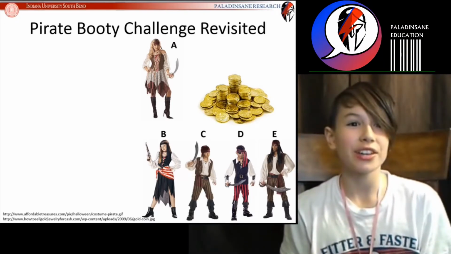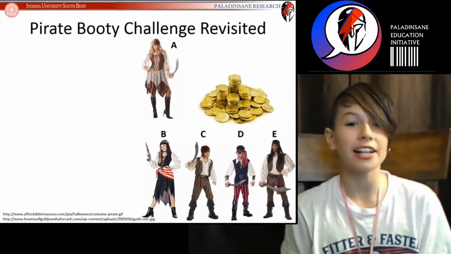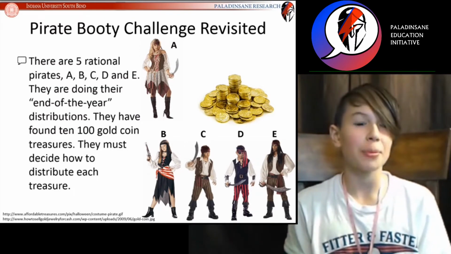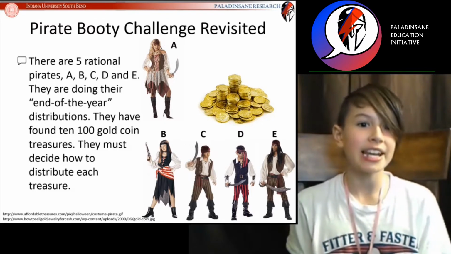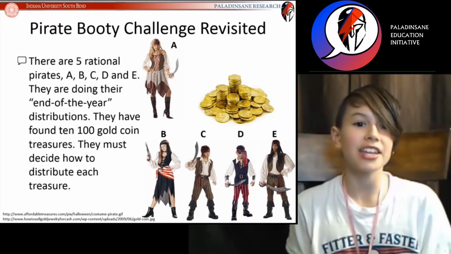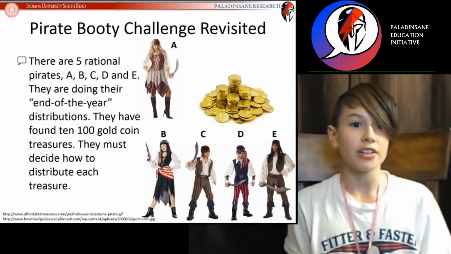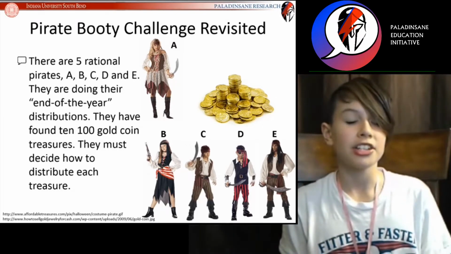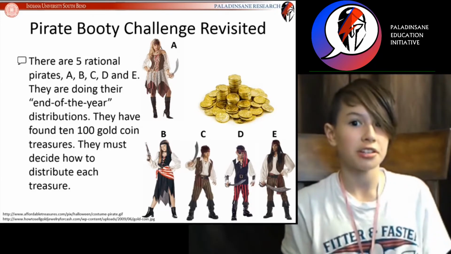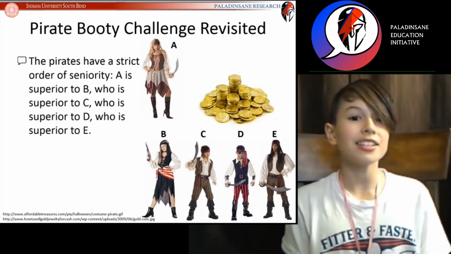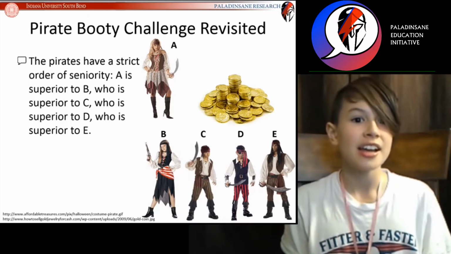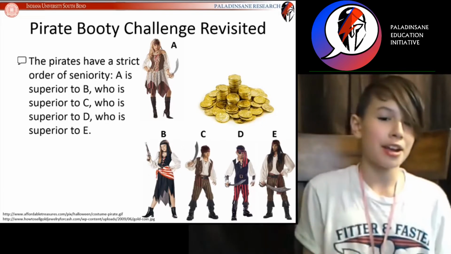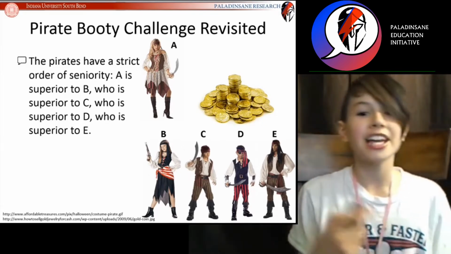We are going to be doing the Pirate Booty Challenge Revisited. Now, there are five rational pirates, A, B, C, D, and E. They are doing their end of the year distributions. They have found 1,000 gold coin treasures. They must decide how to distribute each treasure. The pirates have a strict order of seniority. A is superior to B, who is superior to C, who is superior to D, who is superior to E.